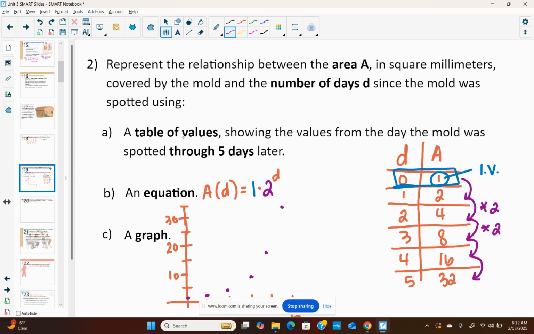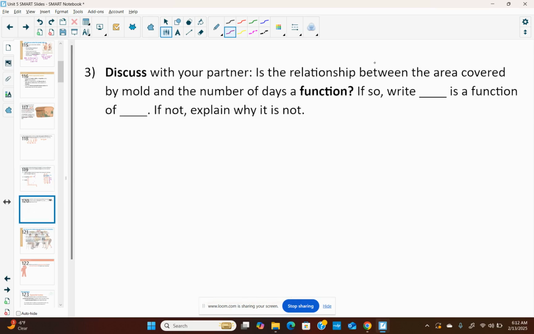And so we saw in our table that all these inputs only had one specific output, and each day it's going to be growing more, right? So it's going to keep getting different values there. So this would be a function of time, okay? So if so, write what is a function of time. So area is a function of days would be true. So this is true. Okay, so yes, it is a function because each area comes from a specific day.